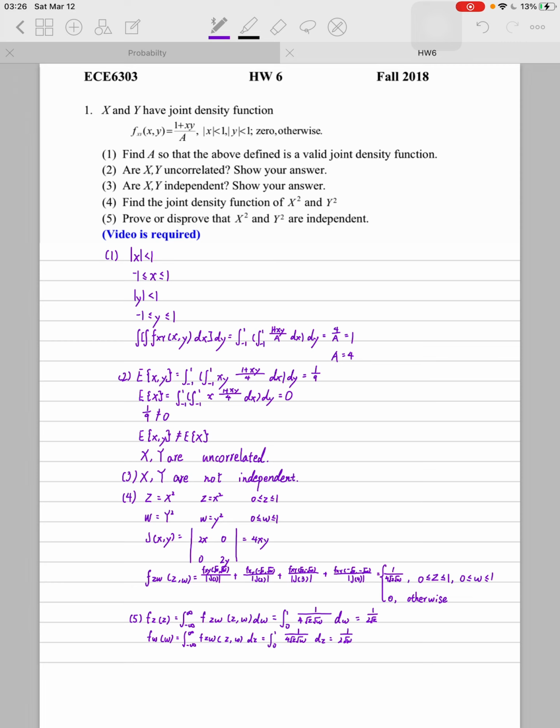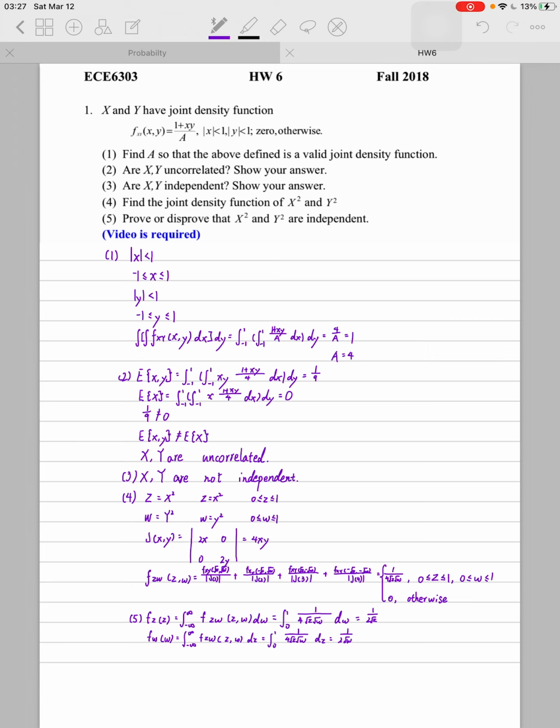Because 1 over 9 doesn't equal 0, E[XY] doesn't equal E[X]E[Y]. So X and Y are correlated. So from question 2, we can get that X and Y are not independent.